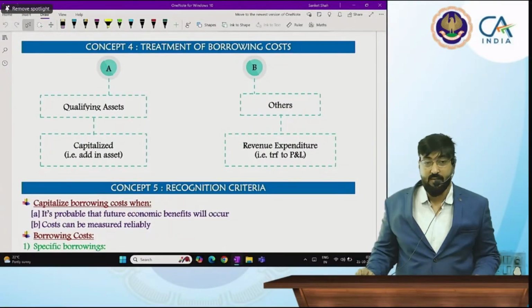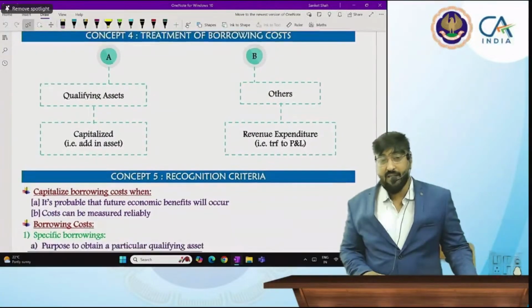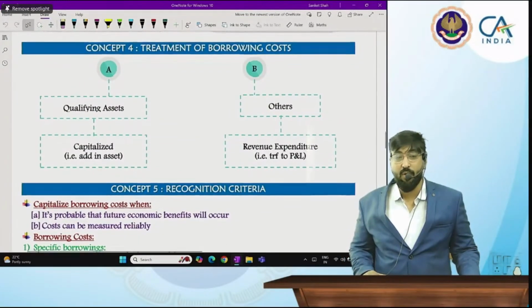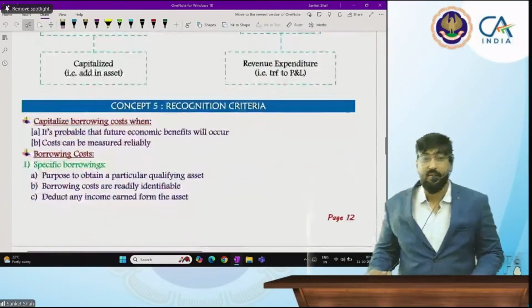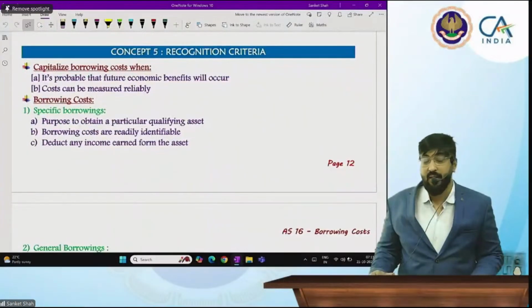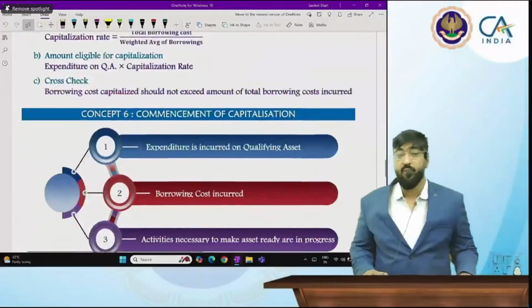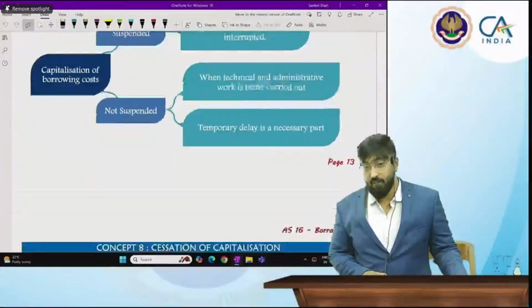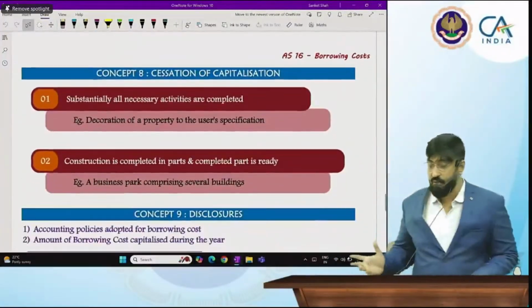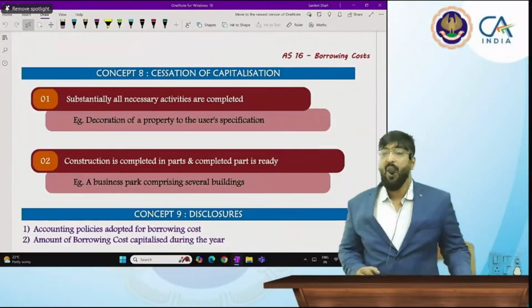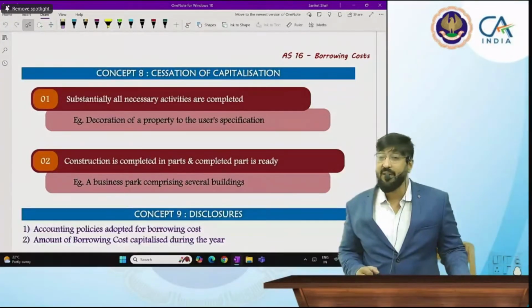Now students, in the last session, what we have seen is the treatment of borrowing cost, the qualifying assets and others. And remember the recognition criteria: it is probable that future economic benefit will flow to the enterprise, and the cost can be measured reliably. And how we are going to calculate the special borrowing rates and general borrowing rates, that we will see today. How many of you have completed the study material questions?